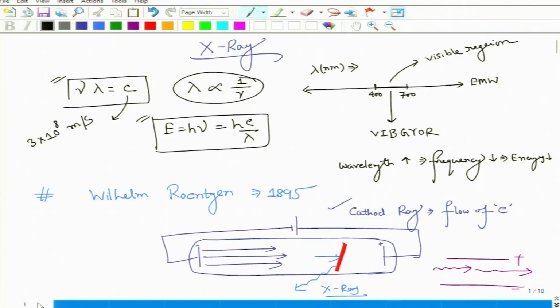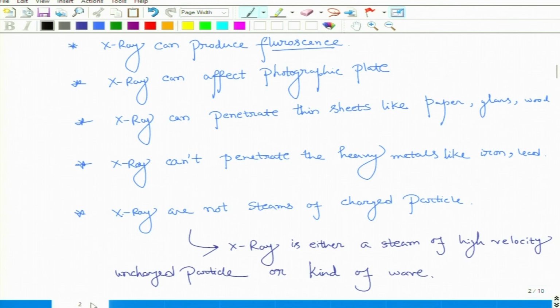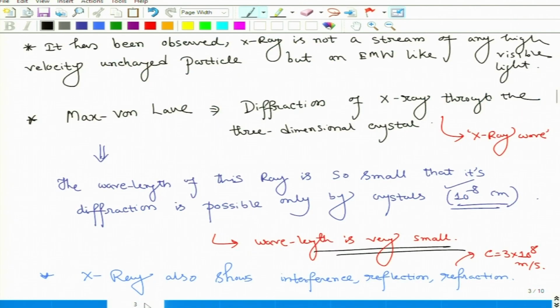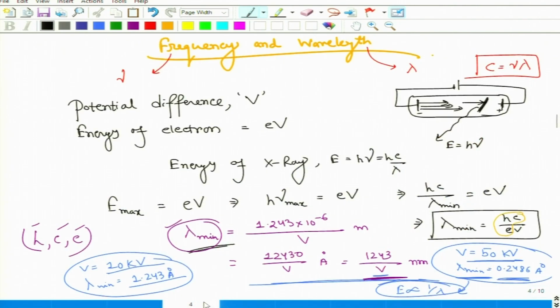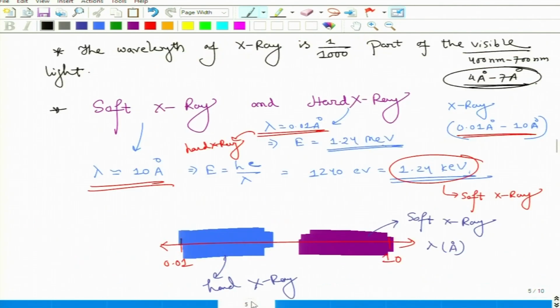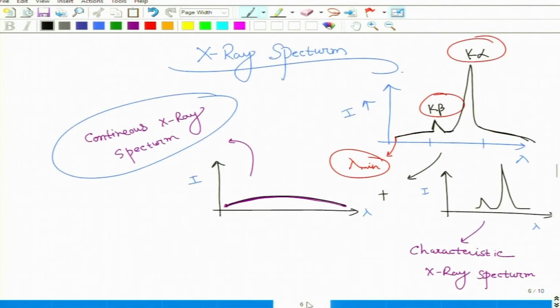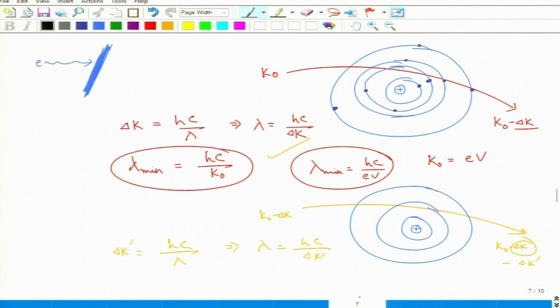In this whole class, we discussed first what X-ray is, how X-ray was obtained by Röntgen during the experiment using the cathode ray, then the properties of X-ray and how the nature of X-ray was determined, that it is a wave with a very small wavelength. Then we discussed the frequency and wavelength of X-ray. There are two types of X-ray, soft X-ray and hard X-ray. Then we discussed the uses of X-ray. Then we discussed the X-ray spectrum, the continuous X-ray spectrum and the characteristic X-ray spectrum.